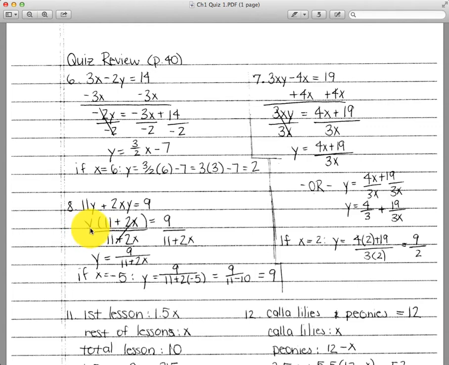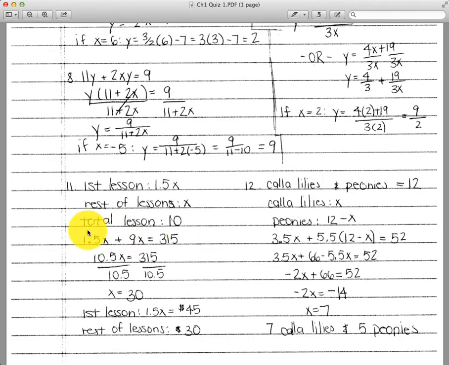By factoring out, I mean that you go 11y divided by y, because I'm factoring it out, is 11, and then 2xy divided by y just leaves you with the 2x. So you'll have y times 11 plus 2x equals 9. Then you just divide both sides by the 11 plus 2x, and you get y equals 9 over 11 plus 2x.